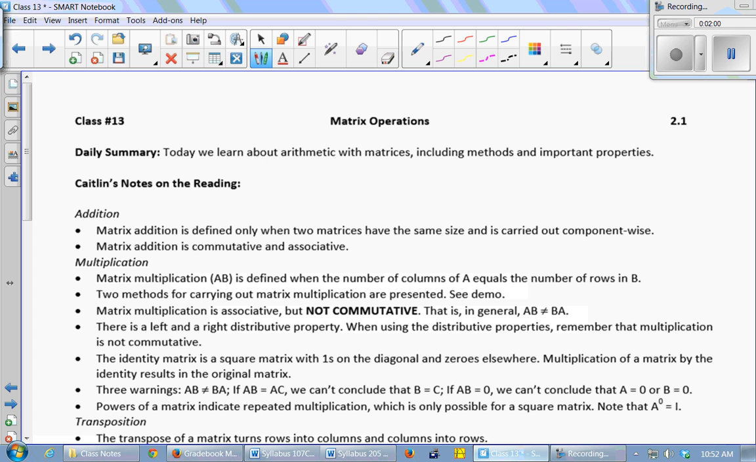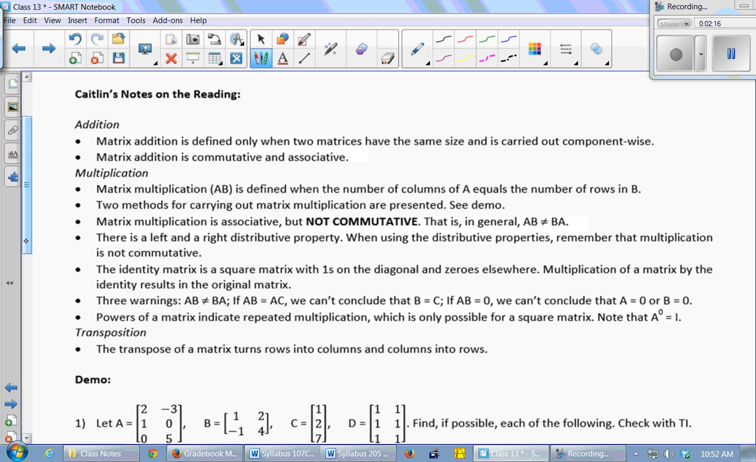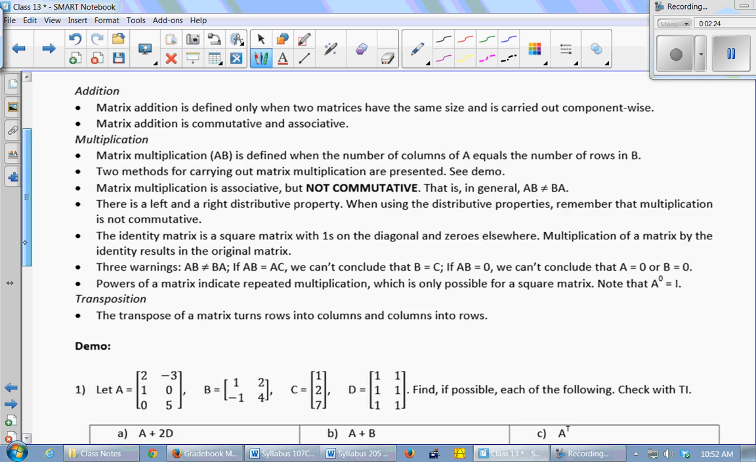Okay, so today we're going to learn about how to do more arithmetic with matrices. We're going to learn some methods and some important properties of matrix arithmetic. I took a little bit of notes on the reading. The arithmetic that they talk about is addition, multiplication, and transposition in the text. And we're going to do a little demo of all of those things.